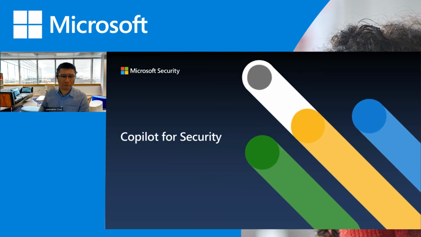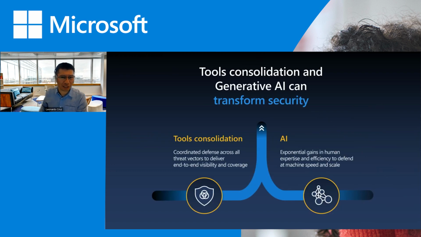Okay, so let's talk very quickly about Copilot for Security. That's the name of the product that works for us, generative AI for security. So what does it mean, Copilot for Security? Remember that Microsoft has this approach of tools consolidation. So we have a family of products that usually work together, share signals, share functionality, and so on, right? That has been the Microsoft approach for a long time.